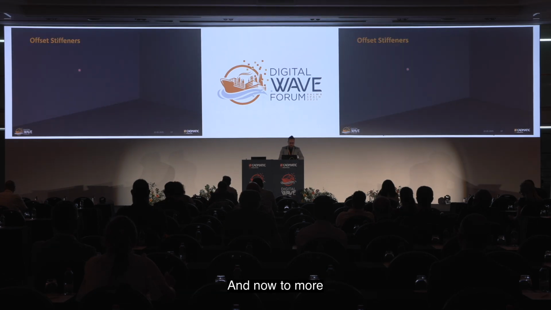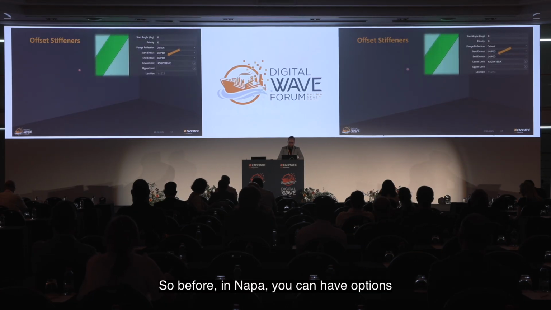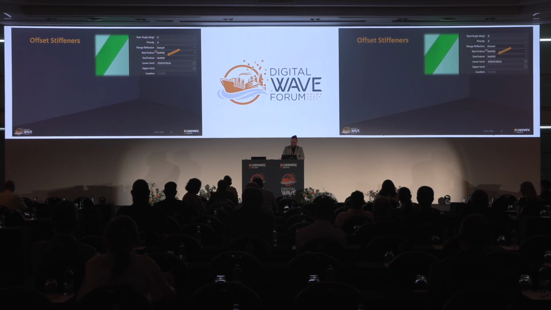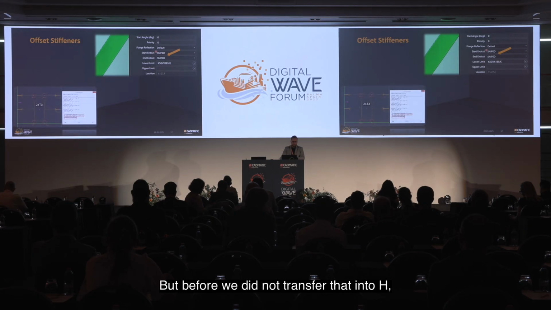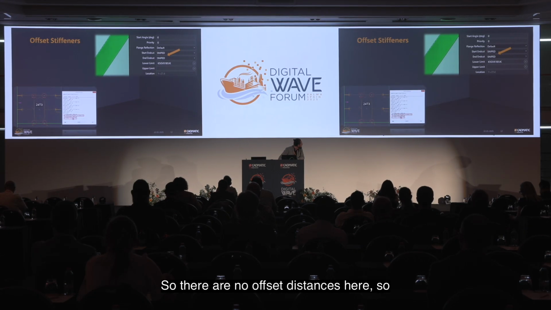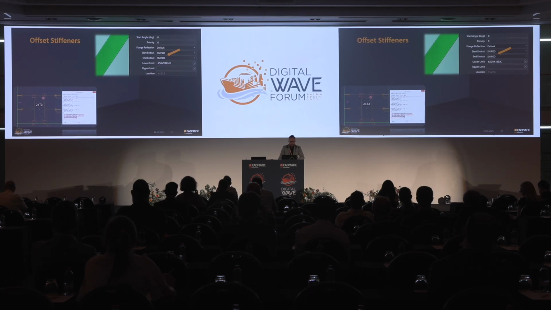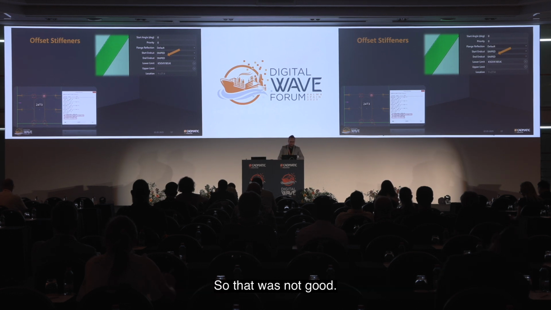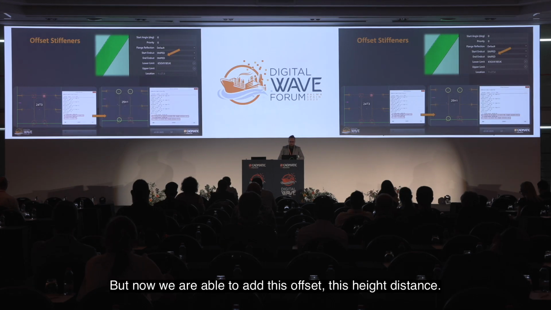And now two more small developments. Before, in Napa, you can have options to add certain offsets to the end cuts of profiles. But before, we did not transfer that into Hull. So there are no offset distances here. It's basically glued to the related member in Hull. So that was not good. But now we are able to add this offset, this height distance.